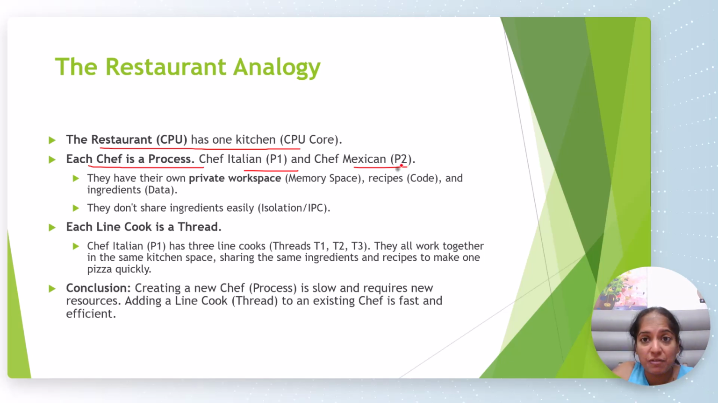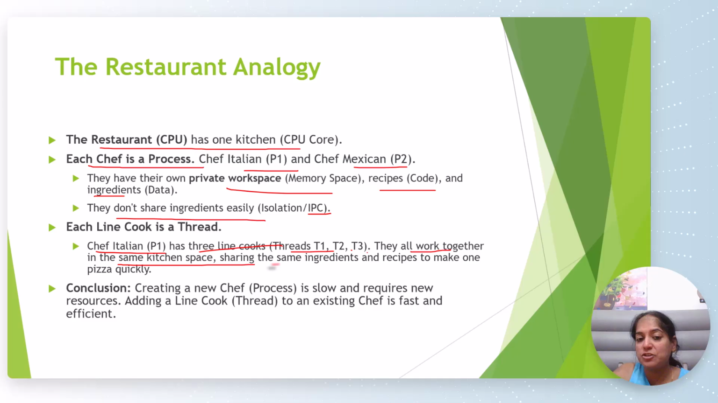One chef for Italian, one chef for Mexican food, and so on. Each chef will have their own private workspace, which is the memory space. Each will have their own recipes, which is their code, and their own ingredients, which is the data. So they do not share ingredients easily. If they share, they share by IPC, inter-process communication. Now, each chef may have some line cooks with him. Like the Italian chef has three line cooks, threads T1, T2, T3. They all work together in the same kitchen space, sharing the same ingredients and recipes to make the pizza quickly.